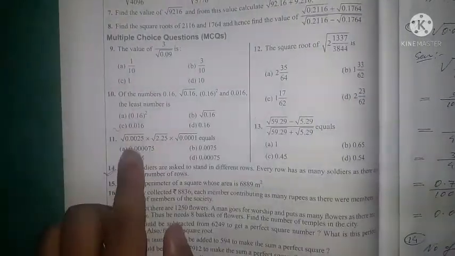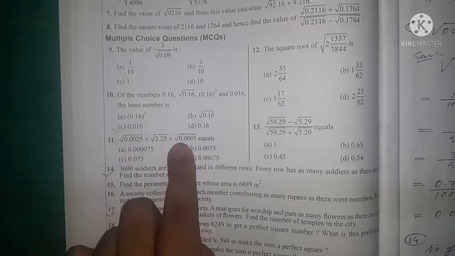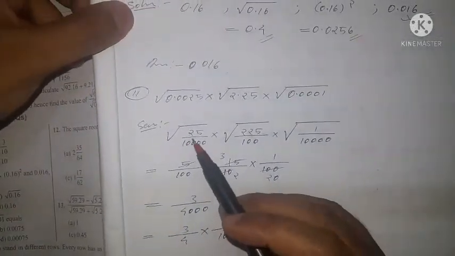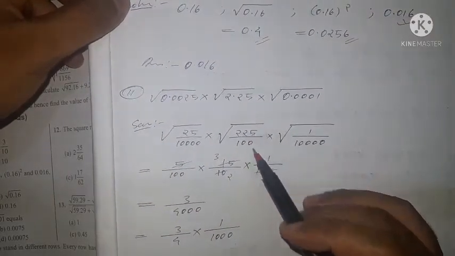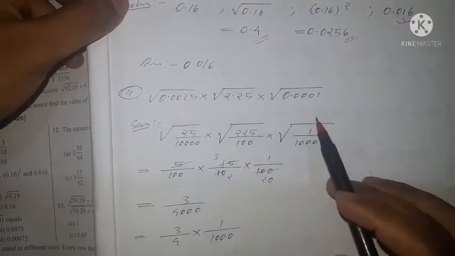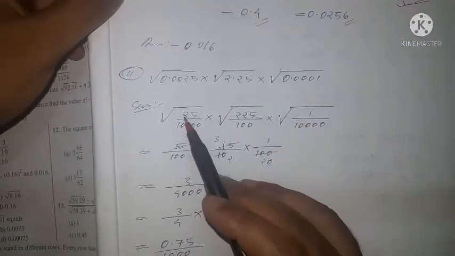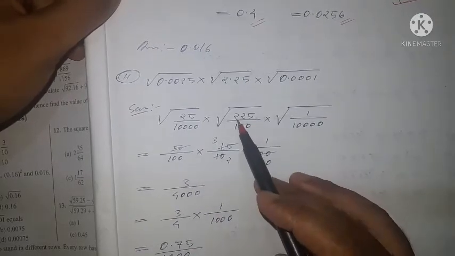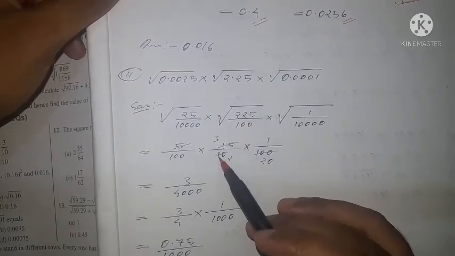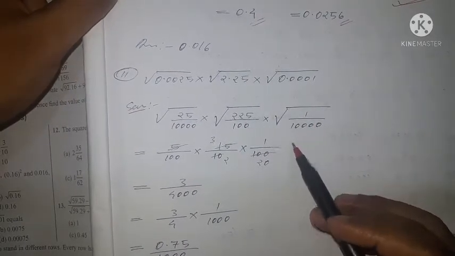So the next question, it is given that root over 0.0025 into root over 2.25 into root over 0.001 equals. So we can express this in fractions as 25 divided by 10,000, 225 divided by 100 since two decimal places are there, and 1 divided by 10,000. So the square root of 25 is 5 and the square root of 10,000 is 100. Similarly, the square root of 225 is 15 and the square root of 100 is 10. Again, the square root of 1 is 1 and the square root of 10,000 is 100.